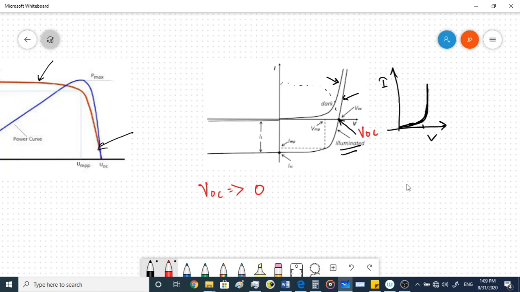Open circuit voltage. What do we mean by open circuit voltage? Whenever you keep your solar cell illuminated and you measure the voltage coming across the solar cell without connecting any load, that is, at no load condition, when the circuit is open, the voltage that you get across your solar cell is your open circuit voltage.